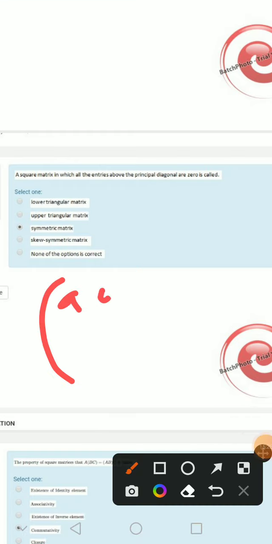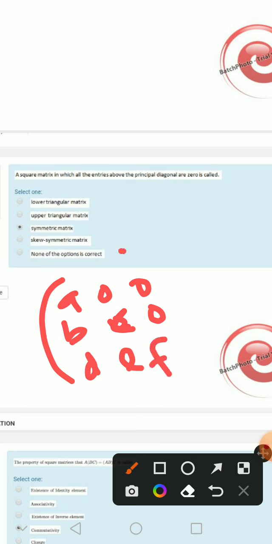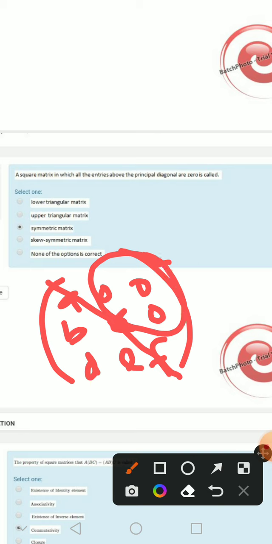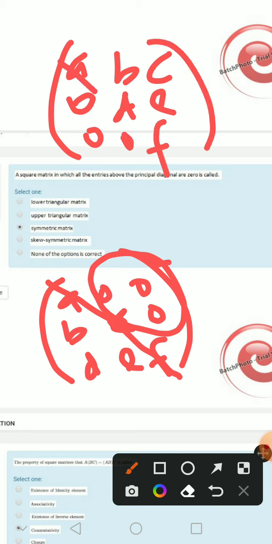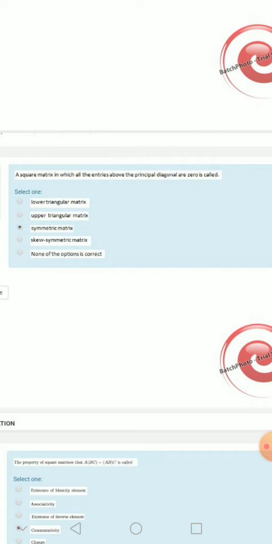Maybe you have A 0 0, B, let's say C 0, then D E F. You see? So here, this is the diagonal. Above the diagonal is 0. You call this a lower triangular matrix. But in a situation where you have something like this, A B C, 0 D E, 0 0 F, okay, this is the diagonal, and you have zeros below it. This is an upper triangular matrix, just for you to know.